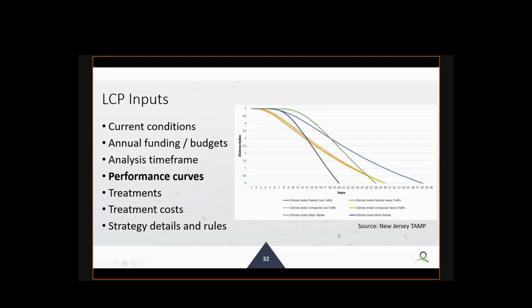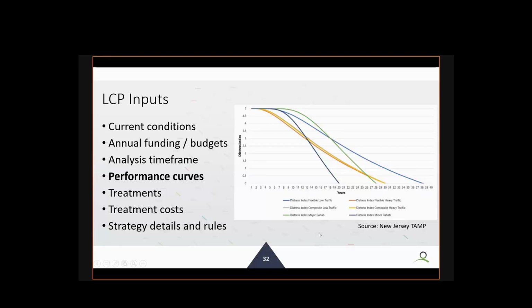Next slide. So all of this is based on, I talk about running through the models and seeing how investments affect assets over time. It gets down to this idea of a performance curve or a performance model. That is, when an asset is new, it's in perfect condition, and if left with no work over time, it will deteriorate, right? At what rate it deteriorates depends on the distress you're measuring or the combinations of distresses that you're measuring, the loading of that asset, and what type of environment it is in.